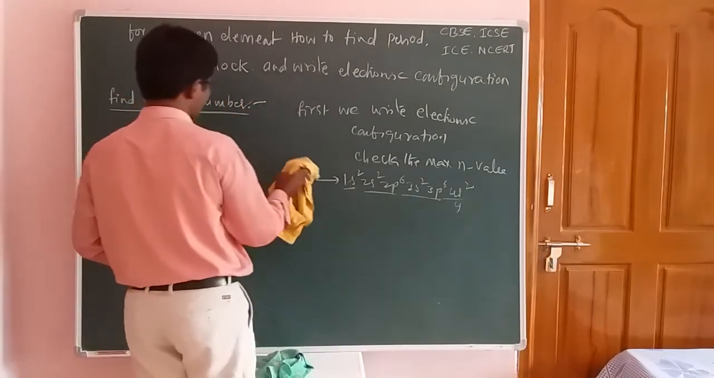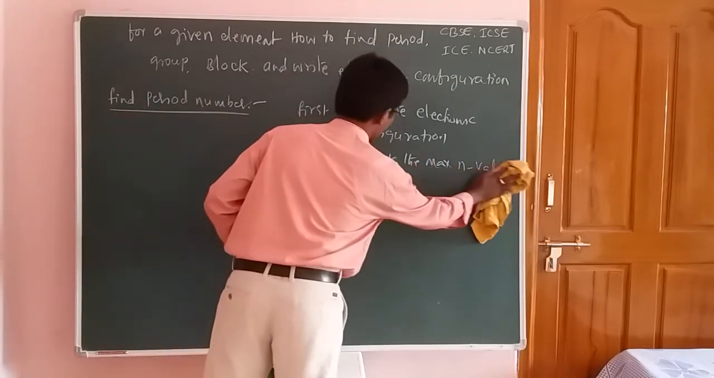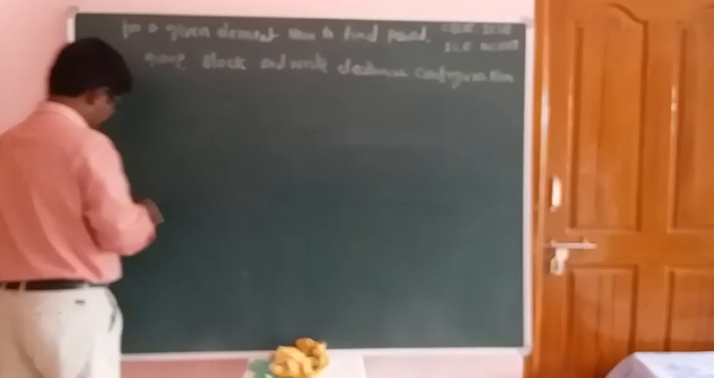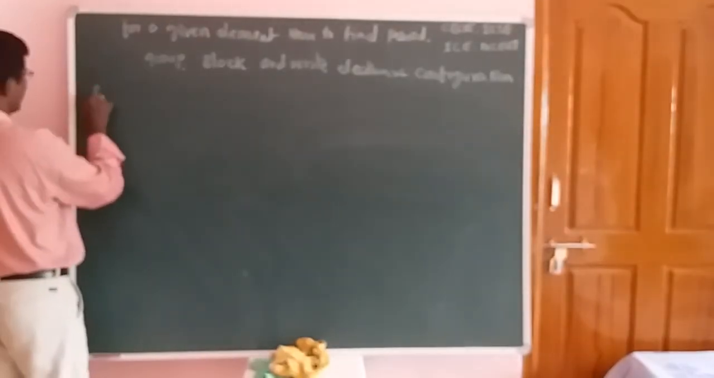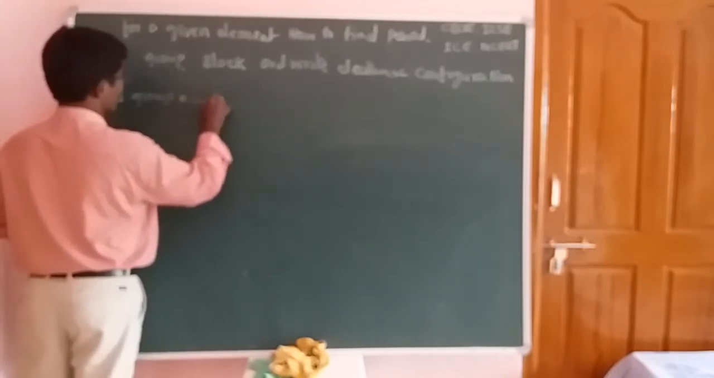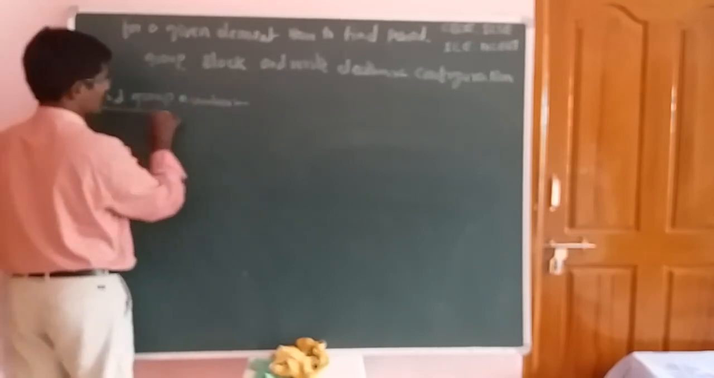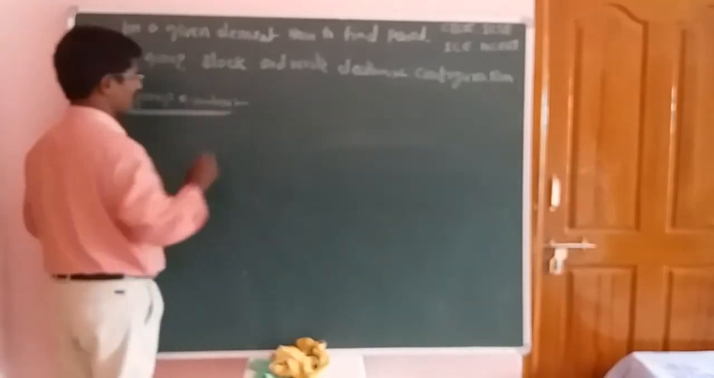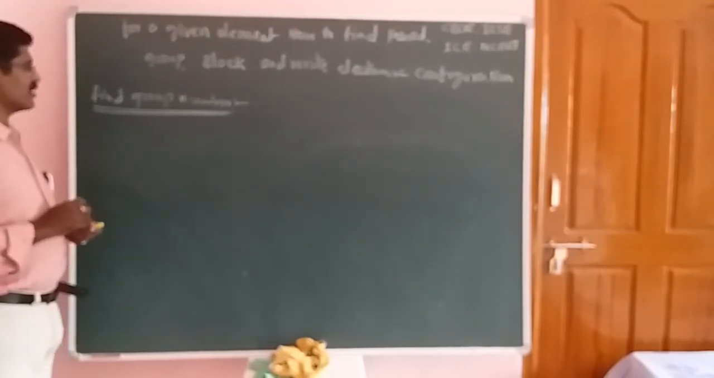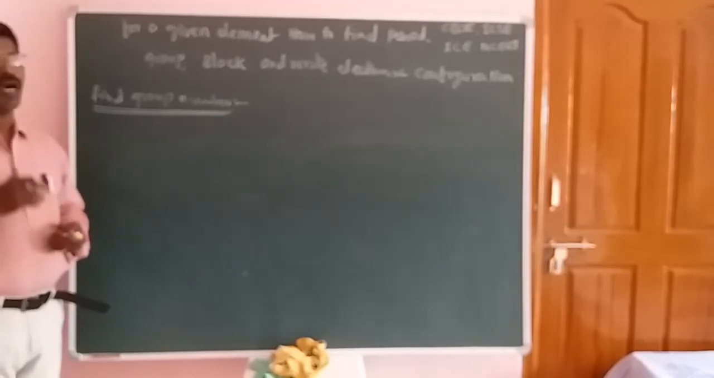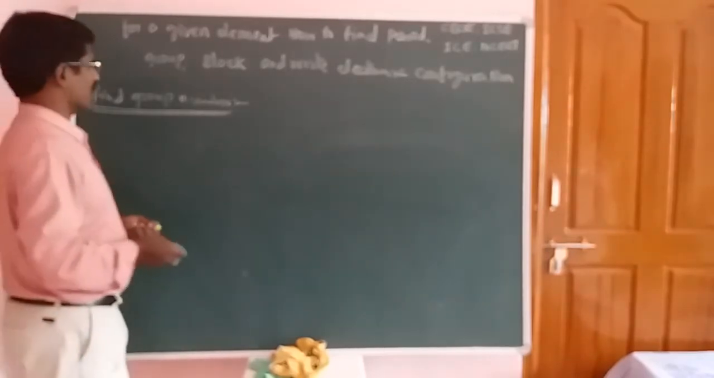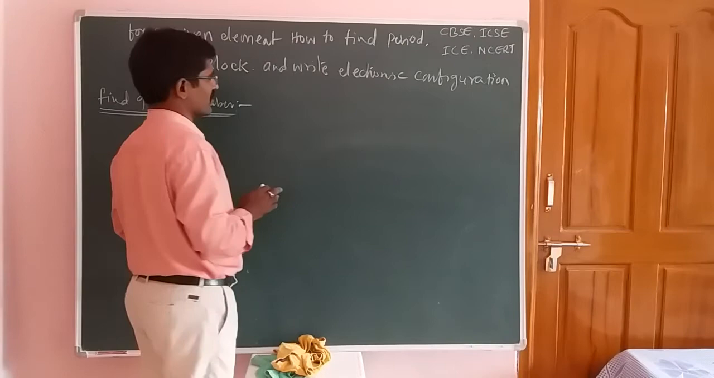And next one, find the group number. Okay, students, find the group number. So how to find the group number, students? So here in this case, it is slightly difficult compared to the period number. Why? Because actually we have 18 groups, students. How to find the group number in 18 groups?